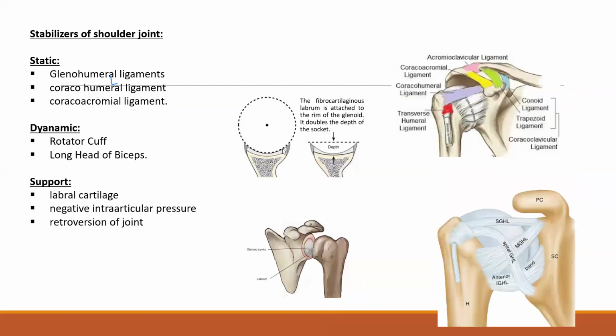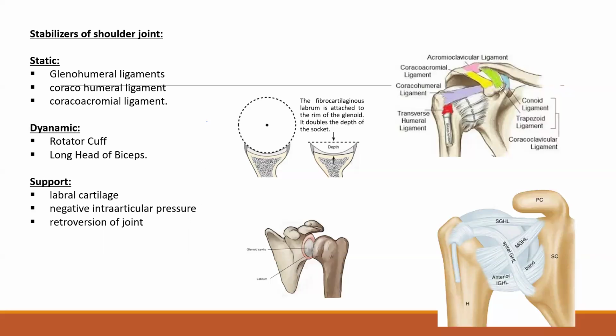If you see here, again, this is a repetition of the previous slide. What are the stabilizers of the shoulder joint? As I told you before, we have static stabilizers in the form of ligaments and labrum. We have dynamic stabilizers in the form of the rotator cuff, and the long head of the biceps is very important. And the support is by labral cartilage, negative intra-articular pressure, and retroversion of the joint. So these are the various factors which hold the shoulder joint in place.